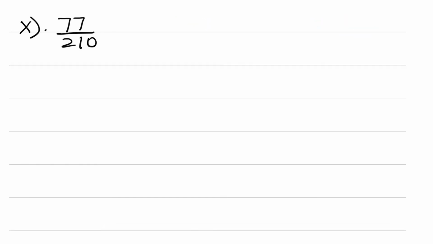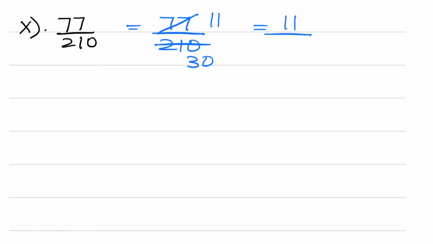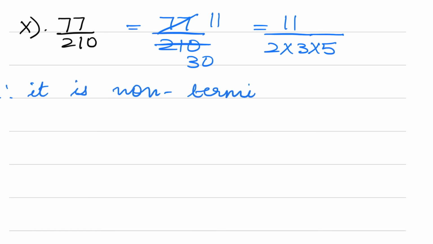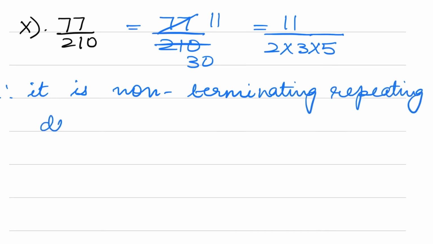Tenth part, we have 77 by 210. Here also we have a common factor 7: 7 times 11 and 7 times 30. So we get 11 by 30, and 30 can be written as 2 into 3 into 5. So we have a factor other than 2 and 5 also. Therefore it is a non-terminating repeating decimal expansion.